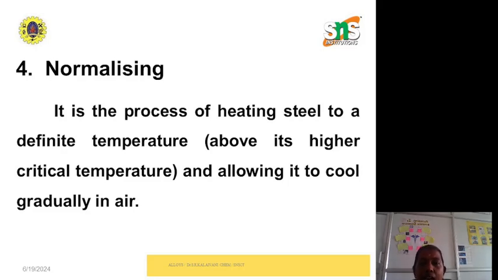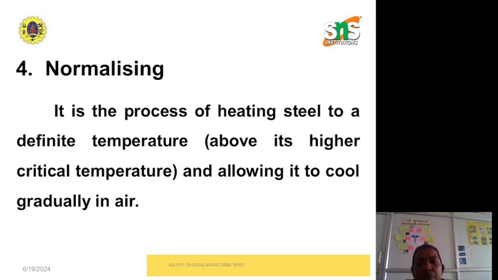Good morning. Last class we discussed the first three types of the heat treatment of steel, that means annealing, hardening and tempering or quenching. Today we are going to discuss the remaining three types of the heat treatment of steel. First one, normalizing. What is meant by normalizing? Normalizing means it is the process of heating steel to a definite temperature, that means above its higher critical temperature, and allowing it to cool gradually in air.